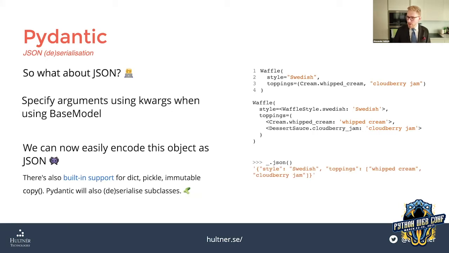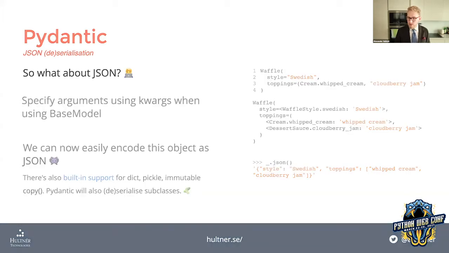So now we have the object. The underscore here just references the last row, and I run the JSON function on it, and as you see, we get a very nice string out of it, where we can see that we have a Swedish style with the toppings, whipped cream, and cloudberry jam. So this is very useful when you want to transfer this to, for instance, a front end if you use it in an API, or if you just want to serialize it to some external system.